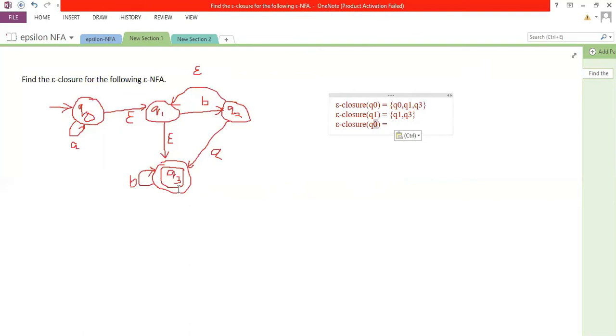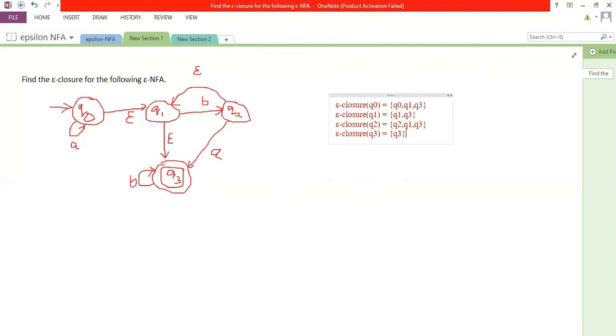Similarly, epsilon closure of Q2. Epsilon closure of Q2 is Q2 by default. See, there is a transition from Q2 back to Q1, so it should include Q1. Again, there is a transition from Q1 to Q3. So these three are the epsilon closure states for the state Q2. Similarly, last it is Q3. So epsilon closure for Q3 is Q3 itself.